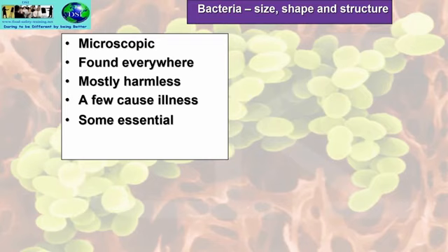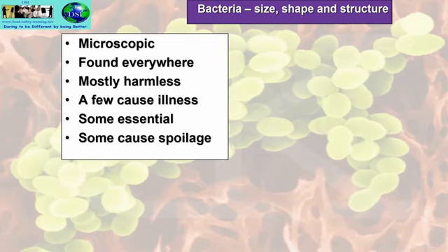We use them as well. E. coli, for example, is used as the source for non-human insulin, which we use for injecting into people with type 1 diabetes, for example. Other ones, we use bacteria to dissolve oil spillages at sea. There are a lot of uses of bacteria in the environment. As I say, some are essential. Some cause spoilage. We'll look at spoilage bacteria later on.